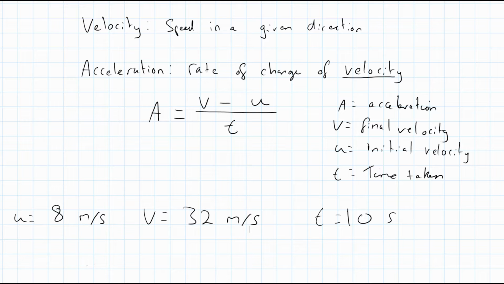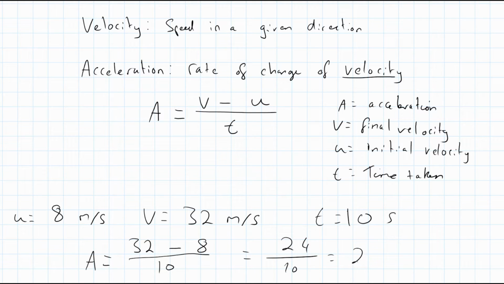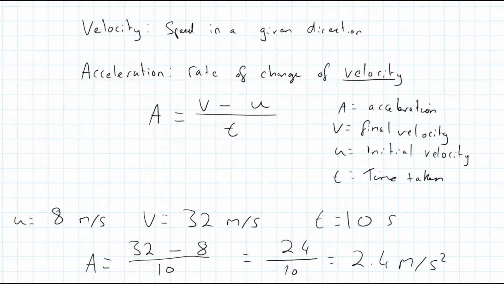So all we're going to do is say that acceleration is equal to final v minus initial u divided by time, which is 10. That gives us 32 take away 8 is 24. 24 over 10 gives us a grand total of 2.4 meters per second squared, or meters per second per second. Both of those are the same thing. They are the units of acceleration.